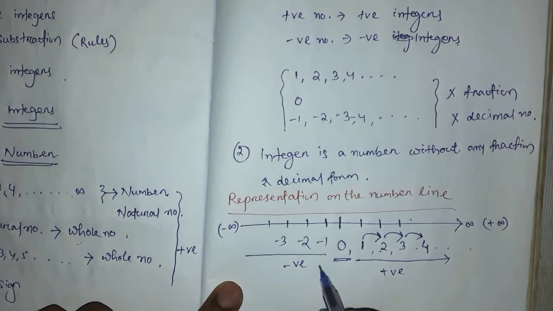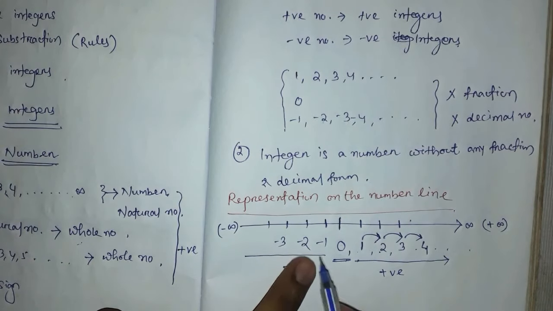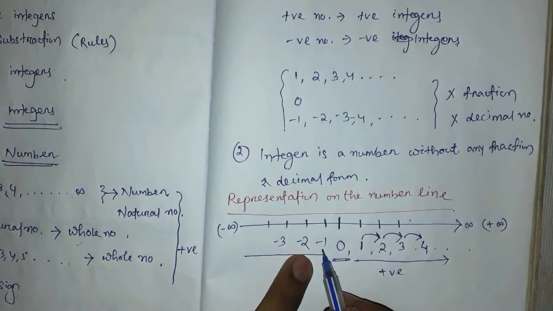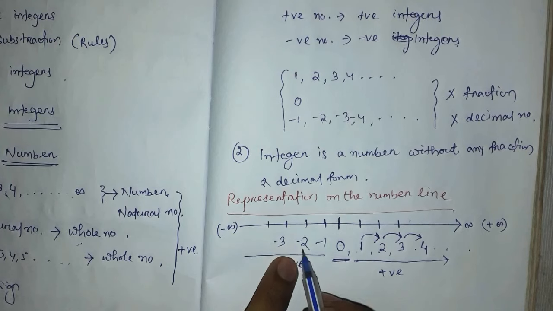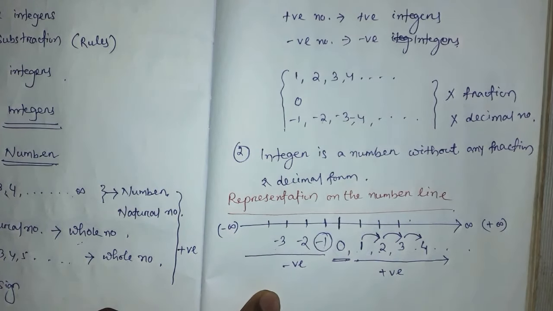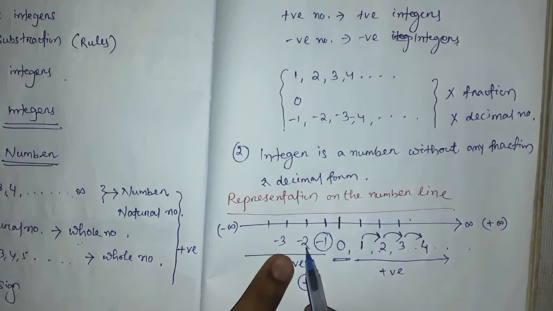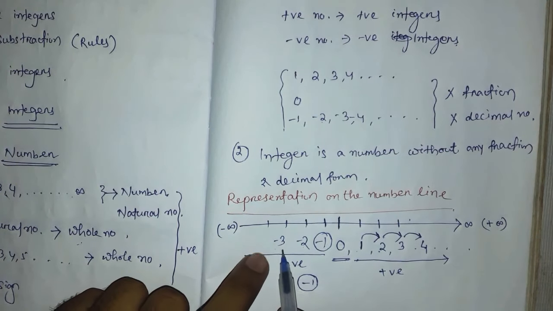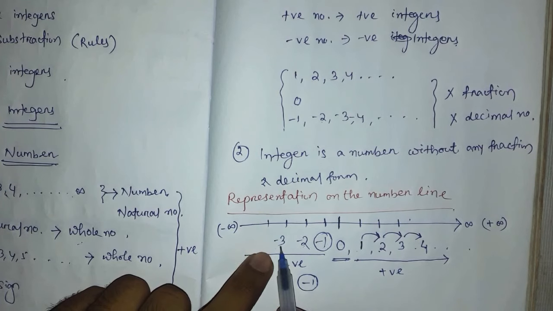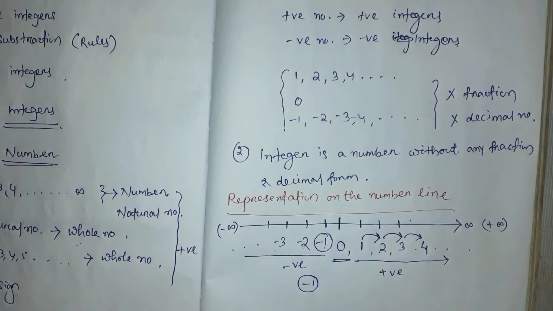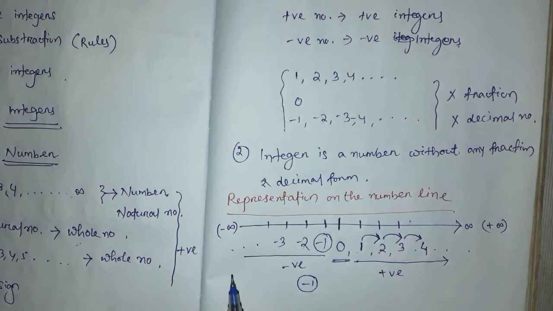But look at the negative side. If we consider the negative side, look at here, what is just before 0? That is -1. Then after that -2, then -3, and here -1 is the largest in the negative side, or the largest negative integer. Then after that -2, that means -2 is smaller than -1, and -1 is greater than -2. Then -2 is greater than -3, whereas -3 is smaller than -2, and like this it will go on. Okay, so this is the representation on the number line.